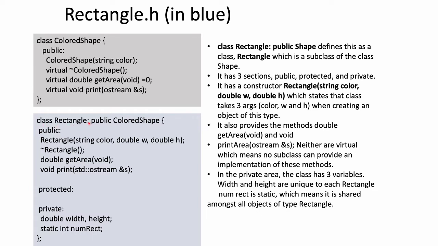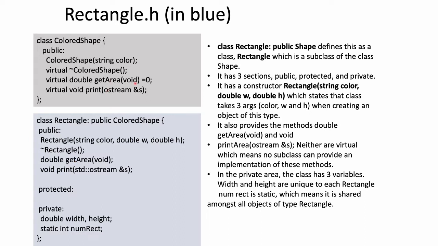We have our colon here, and then what we're saying is it's a subclass of ColoredShape, and it's public. So anything that's public here is also public in Rectangle. Like the ColoredShape, it has some public methods. It has a constructor. The constructor for a rectangle takes a string being the color and two doubles being the width and the height. It has a destructor. It has a getArea method.